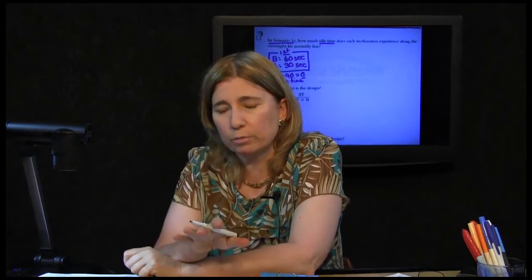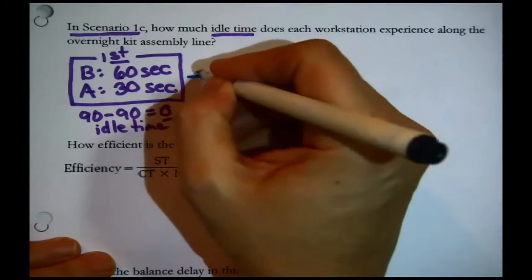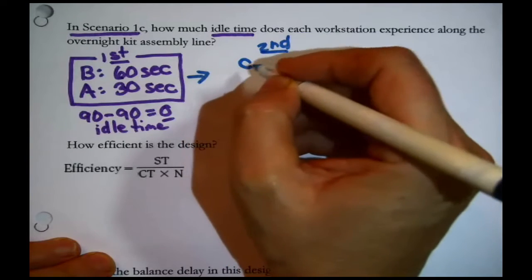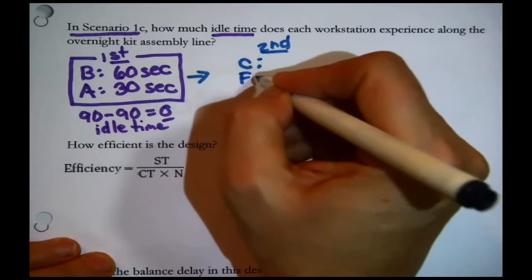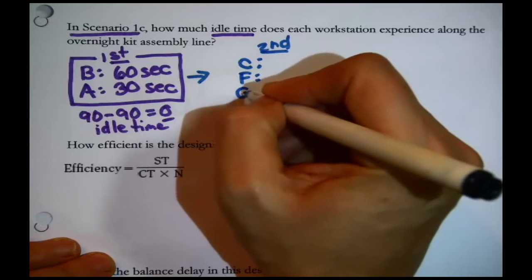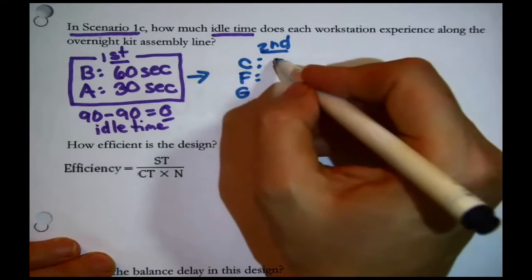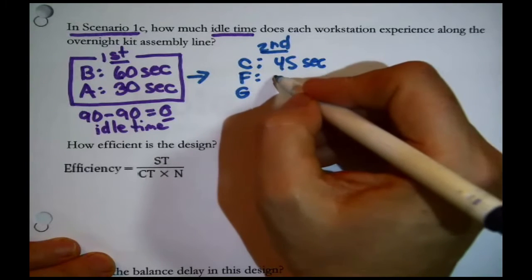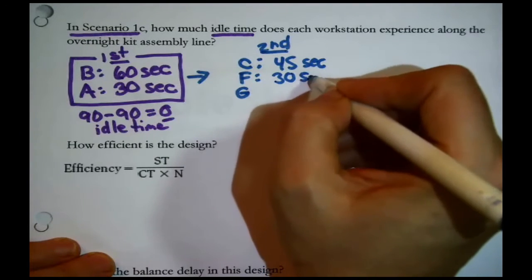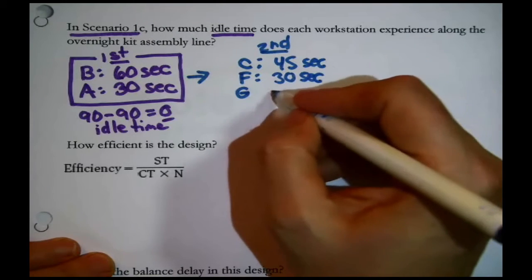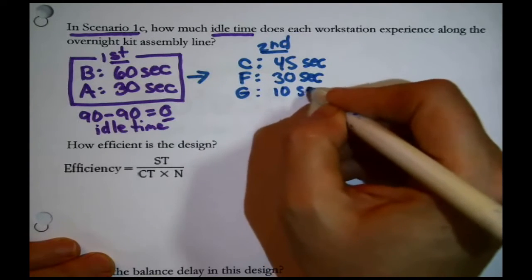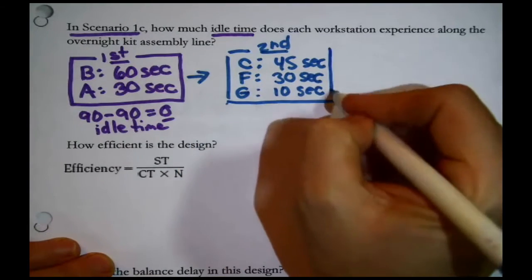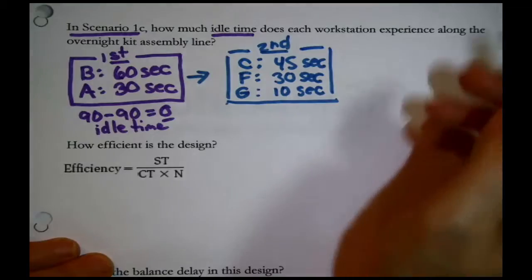Now, at the second workstation, things were a little bit more complicated. If you look back at the original scenario, at the second workstation, there were 3 tasks assigned. Task C, Task F, and Task G. That's what we decided. Now C is 45 seconds long. F is 30 seconds long. And G was real short. G was 10 seconds long. So that is what the second workstation will be doing over and over again.